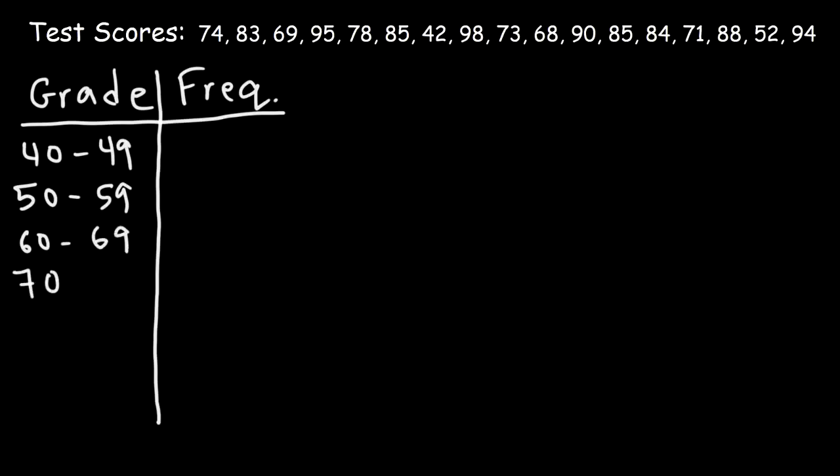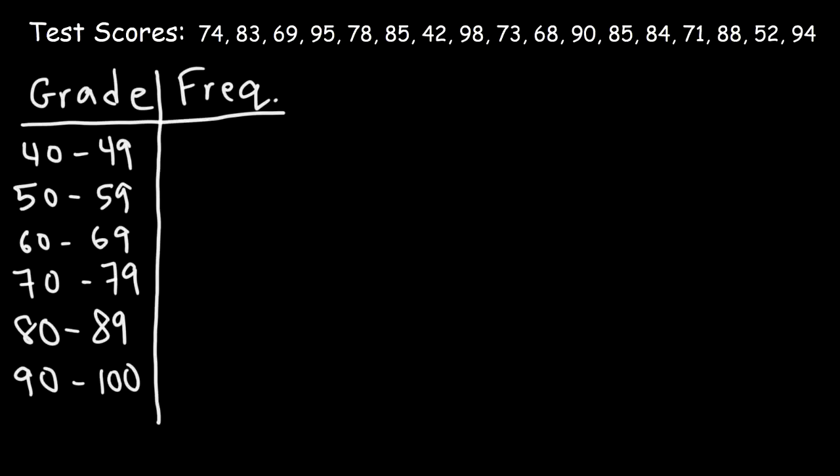In the US, a score of 60 to 69 usually represents a D. 70 to 79 represents a C. 80 to 89 represents a B. And 90 or above represents an A. Below 60, it's an F.